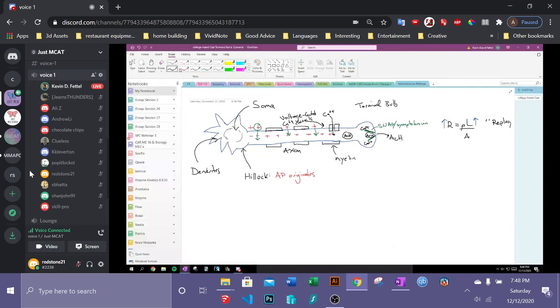Now, there are two types of cells we need to talk about that produce myelin, okay? So one is involved with the CNS, and the other one's involved in the PNS. Can anybody tell me what cell produces myelin in the CNS? Oligodendrocytes. Yeah, oligodendrocytes. Good.